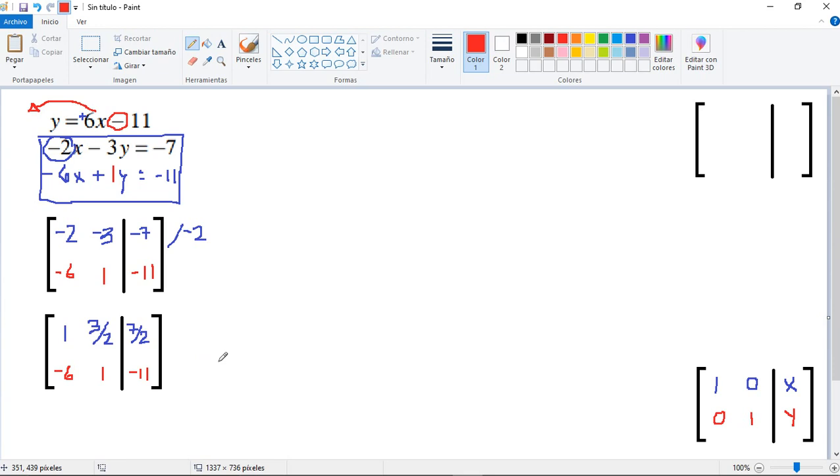I want you to pause this video and complete this step. Remember, you have to divide by 2 all of the row. Okay, pause the video and do this step.